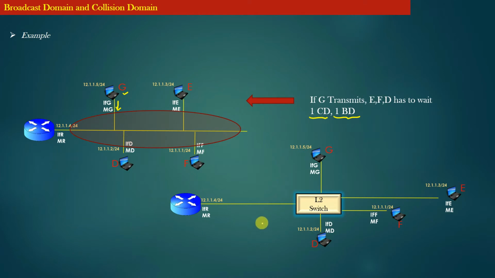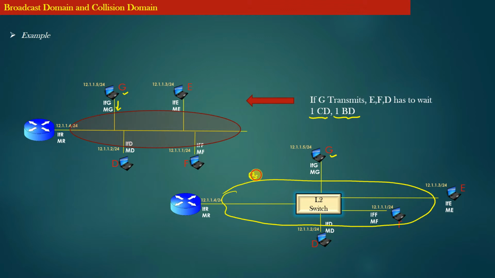Now in this example, we have placed an L2 switch in the topology. Now again, let us try to find the broadcast domain of host machine G. Now if host machine G issues an ARP broadcast message, then that ARP broadcast message is going to be received by all other host machines along with the L3 router. It means that the broadcast domain of the host machine G is the entire topology. So this is the broadcast domain of machine G. So for broadcast domain, simply apply the definition and you will find the broadcast domain of a given host machine.